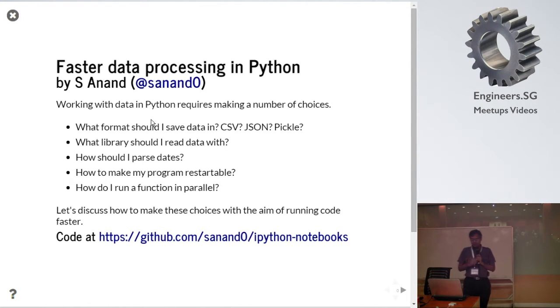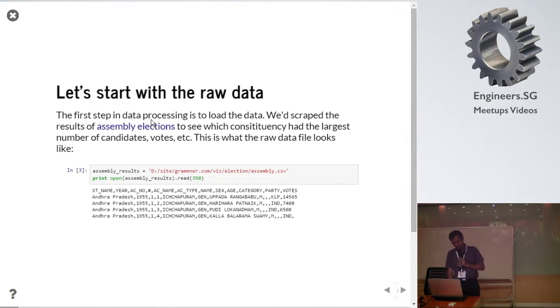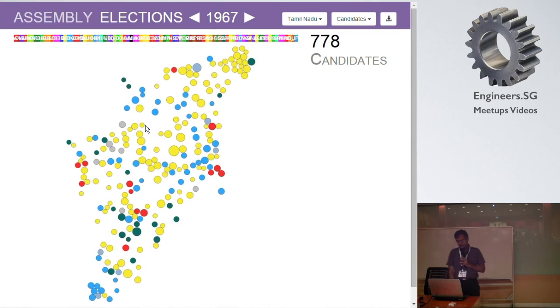What I'm going to be talking about is how do you get data to be processed faster, and specifically in a certain context. Last year we were working with CNN and Microsoft on the coverage of the elections. The things we were trying to answer were, can we see what the history of elections looked like? That requires scraping data from the elections website, to give you a sense of the kind of stuff we were trying to tackle.